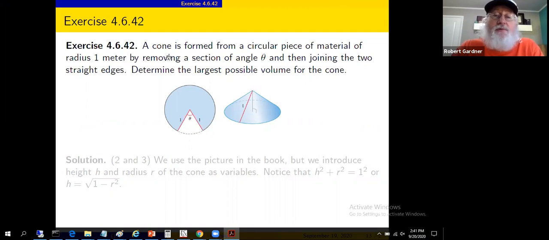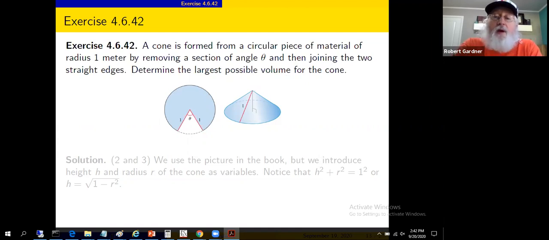Exercise 42 says, a cone is formed from a circular piece of material of radius 1 meter by removing a section of angle theta and then joining the 2 straight edges. Determine the largest possible volume for the cone.